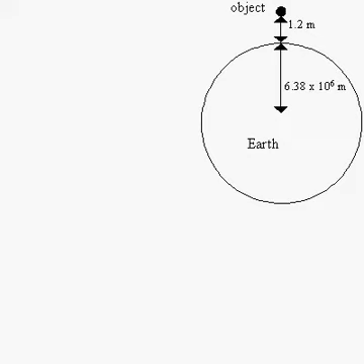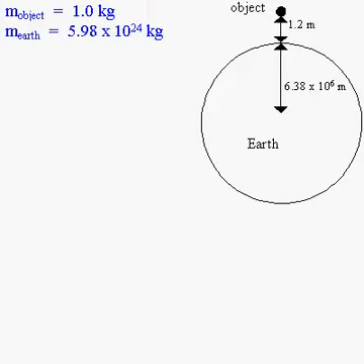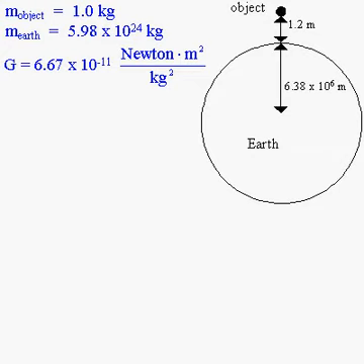In this example, we're dealing with an object that is 1.2 meters above the surface of the Earth. We also are given the fact that the radius of the Earth is 6.38 times 10 to the 6 meters. We know the mass of the object is 1 kilogram. We know the mass of the Earth is 5.98 times 10 to the 24 kilograms. And we also know the gravitational constant, 6.67 times 10 to the minus 11 Newton meter squared per kilogram squared. And the question is, what's the gravitational force between the Earth and the object?